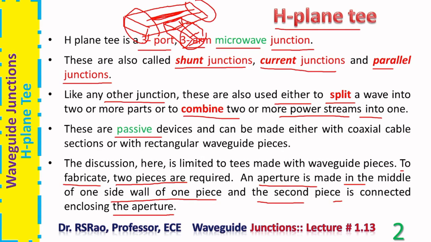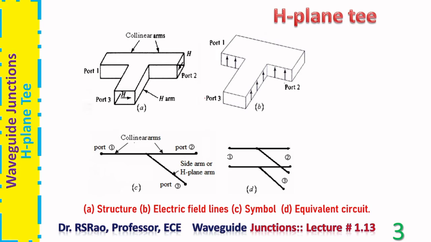So, three ports. Here, various structural features and various electrical or electromagnetic properties are illustrated along with the symbol and equivalent circuit of the H-plane T. In A, an H-plane T made with waveguide sections is given. Port numbers are given: port 1, port 2, port 3. Usually, the side arm port is given number 3. Collinear arm ports are given numbers 1 and 2. All the three arms are illustrated.